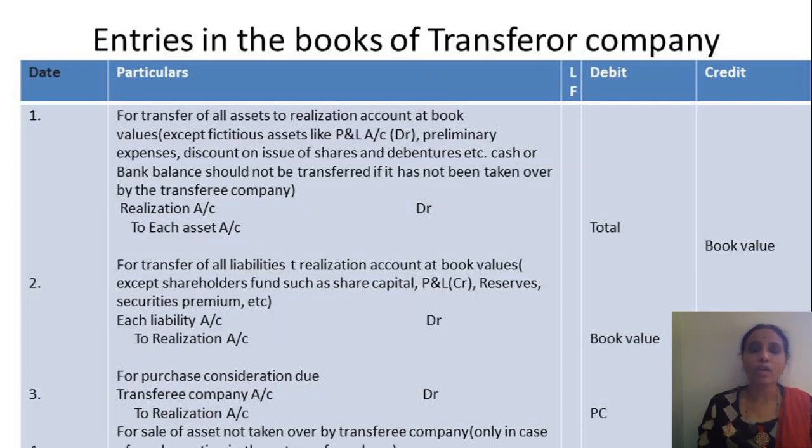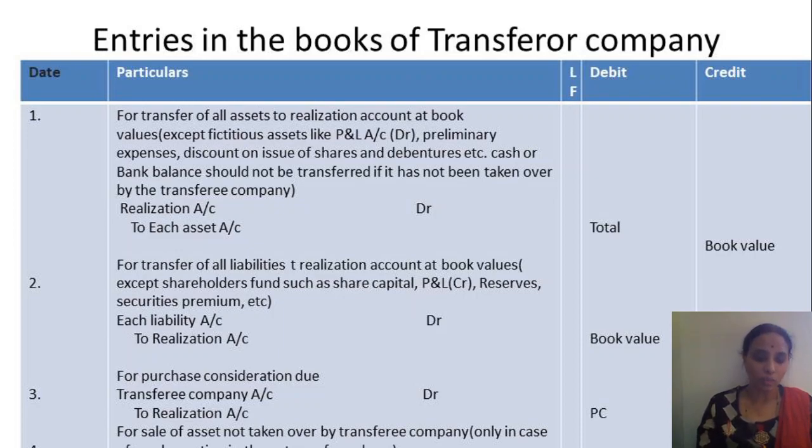Then second one is for transfer of all liabilities to realization account at book values again. So not only assets are transferred but also liabilities are also transferred. So liability account is having credit balance, in order to close it, it is debited and the credit should be done to the realization account. So here each liability account debit to realization account. It is the book value. At the book value liability should be taken and the realization account total amount should be taken.